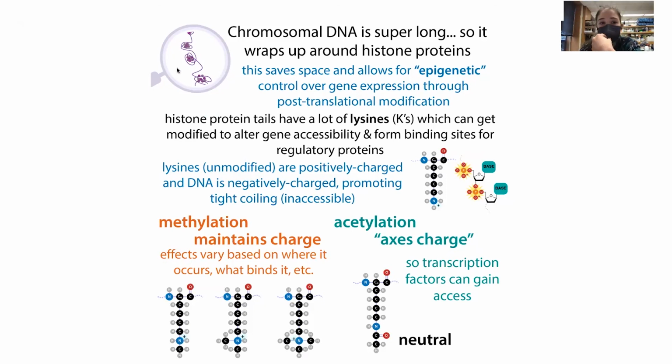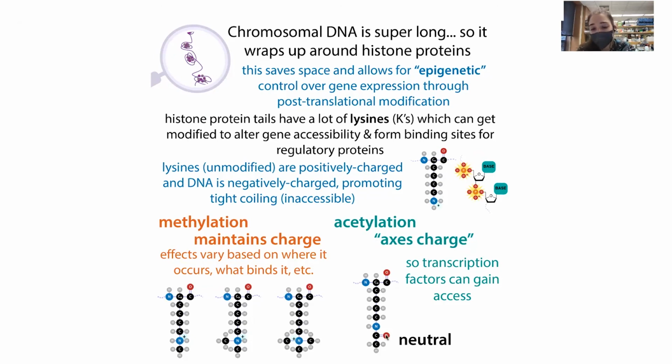And these histone proteins can be modified typically through lysines in their tails. These histone proteins have these long tails with a bunch of the amino acid lysine. And as we talked about more in the lysine post, these can get methylated or acetylated. Normally these lysines are positively charged, so they're attracted to the negative charge of the DNA and help keep things really tightly wrapped.